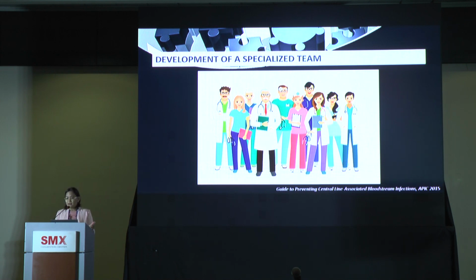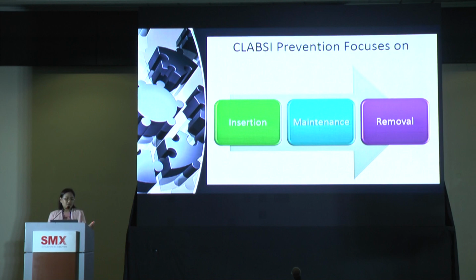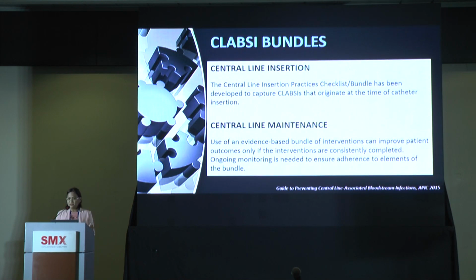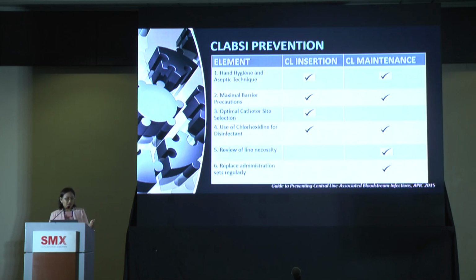And based on data, and actually this is part of nursing quality indicators, our nurses are very important, the bedside nurses, in addition to our infection control nurses. So CLABSI prevention focuses on interventions from insertion, maintenance, and removal. And I'm sure we are all familiar with the CLABSI bundles, and we have bundles both for the central line insertion and for the central line maintenance. So I just ran down the usual elements of CLABSI prevention, and this would include your hand hygiene and aseptic technique, your maximal barriers, optimal catheter site selection, use of chlorhexidine as disinfectant. And for central line maintenance, more so review of line necessity and regular administration set change.